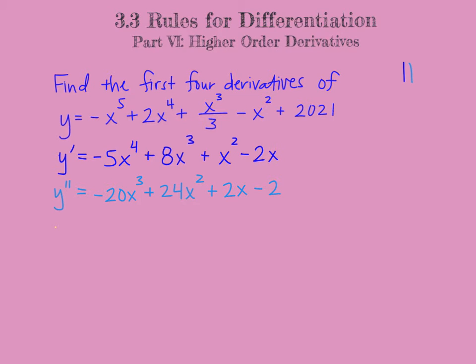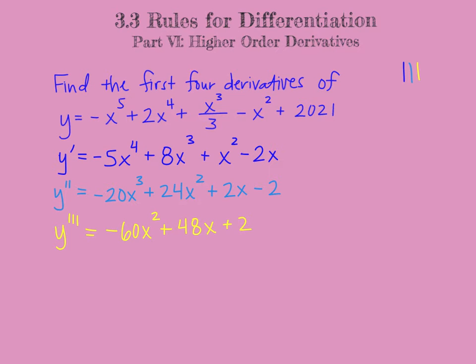Moving on to the third derivative, y triple prime, triple threat. We have -60x squared using the power rule. See how important the power rule is? It's used all the time in calc. And then the -2 disappears because it was a constant, so its derivative is 0.